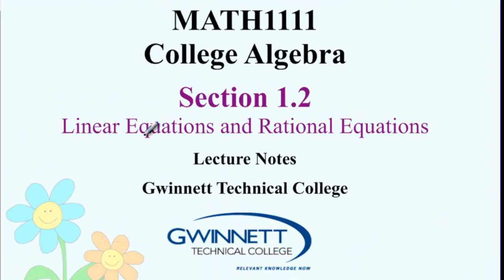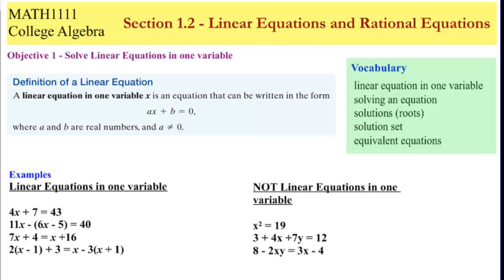So section 1.2, linear equations and rational equations. All right, so a linear equation in one variable is just an equation that can be written in the form ax plus b equals 0, where a and b are going to be numbers and x would be your variable, so that would be the one variable. And a cannot be 0, because if a was 0, there wouldn't be an x, right? So you need to have a variable.